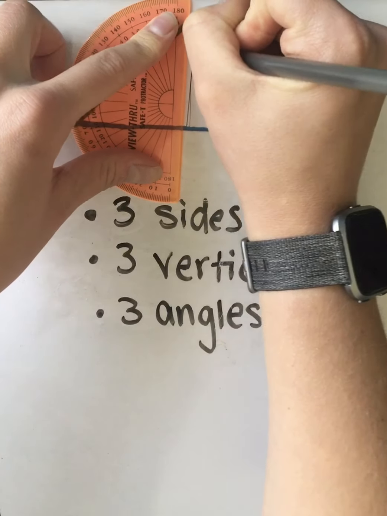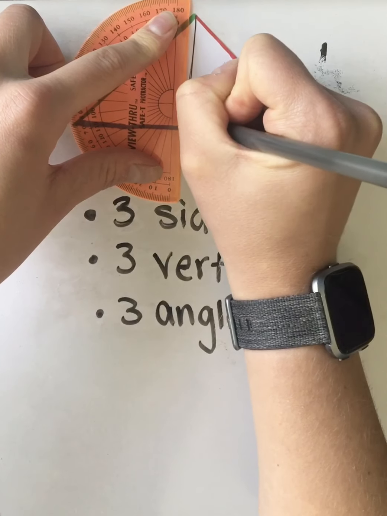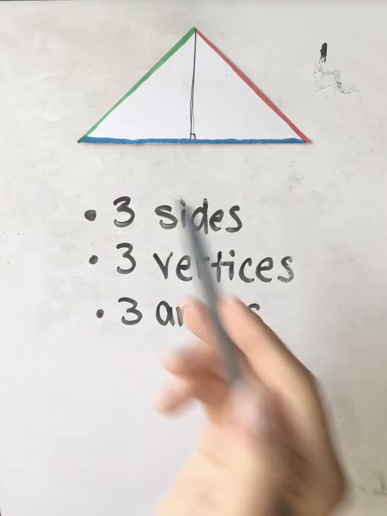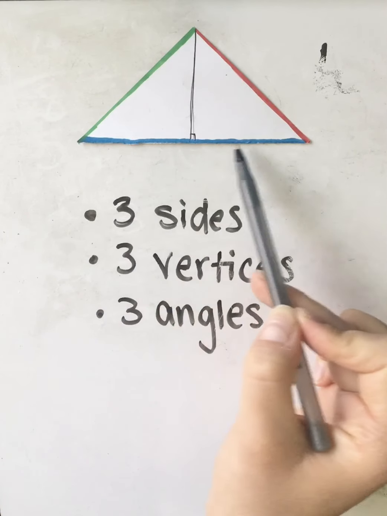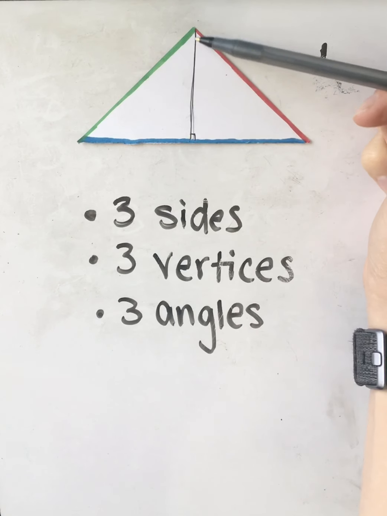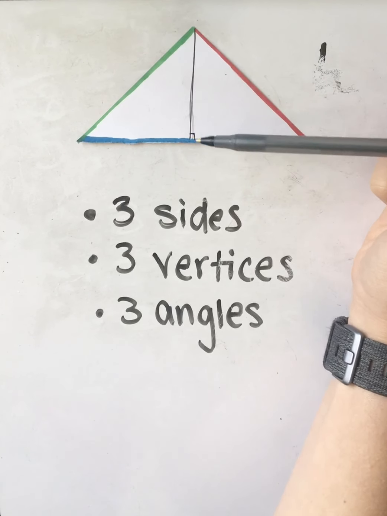Okay, and you can see that it meets it at about a 90-degree angle. Now, if I use this side as my base, the height is going from the base all the way up to the opposite vertex at a 90-degree angle.